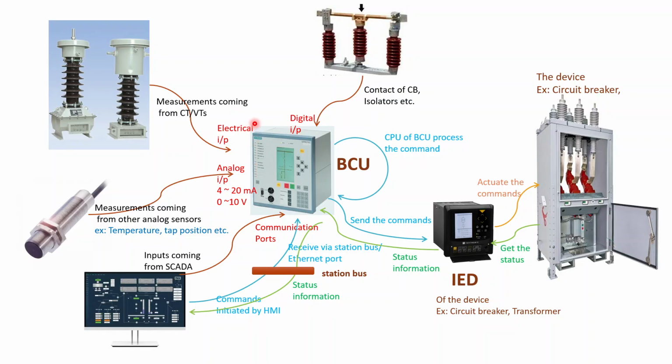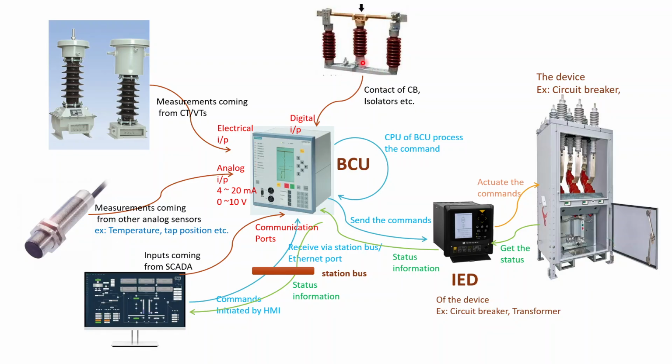And then there are some digital inputs that are coming to the bay control unit. So these are basically coming from the switchgear, right? To see whether they are open or closed, right? So the contacts of circuit breakers, isolators, etc., will send a digital signal to the bay control unit to indicate what the state is, whether they are open or closed, and so on, right?